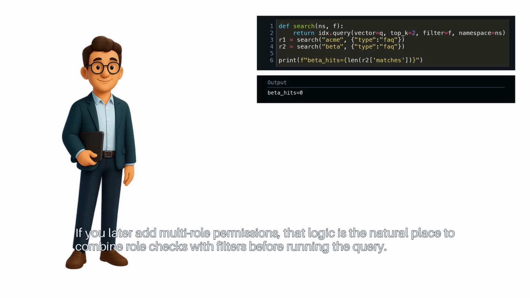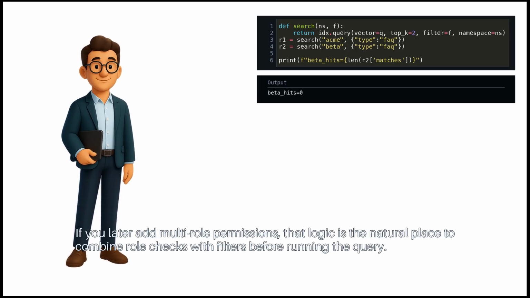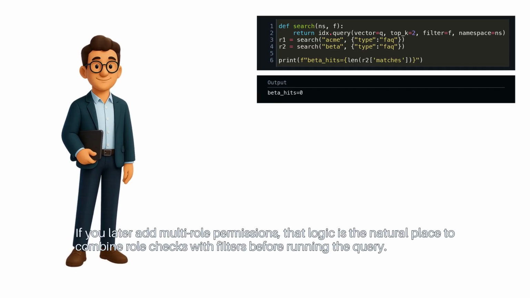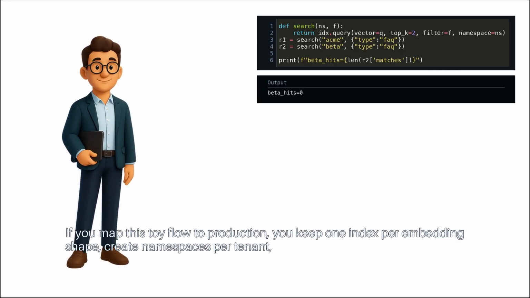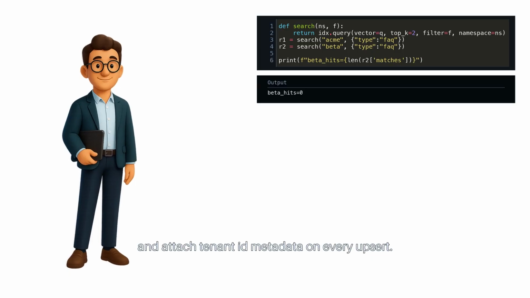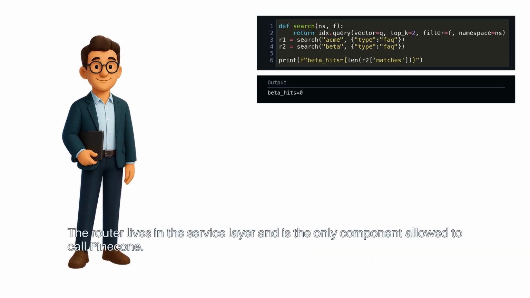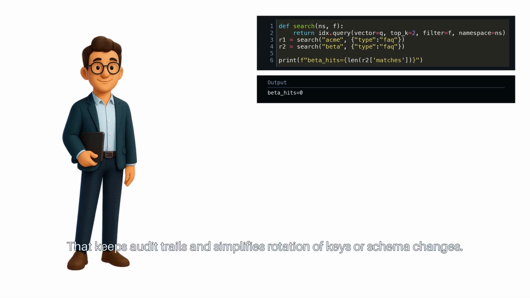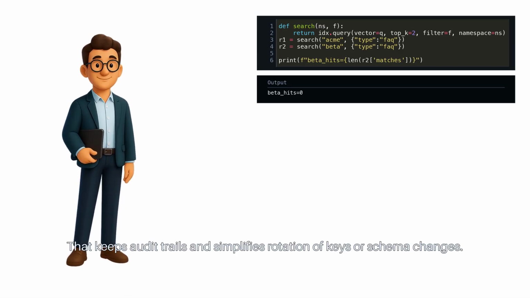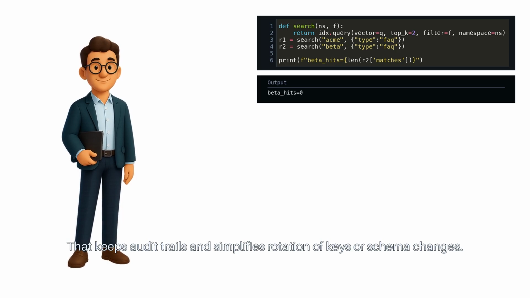If you later add multi-role permissions, that logic is the natural place to combine role checks with filters before running the query. If you map this toy flow to production, you keep one index per embedding shape, create namespaces per tenant, and attach tenant ID metadata on every upsert. The router lives in the service layer and is the only component allowed to call Pinecone. That keeps audit trails and simplifies rotation of keys or schema changes.